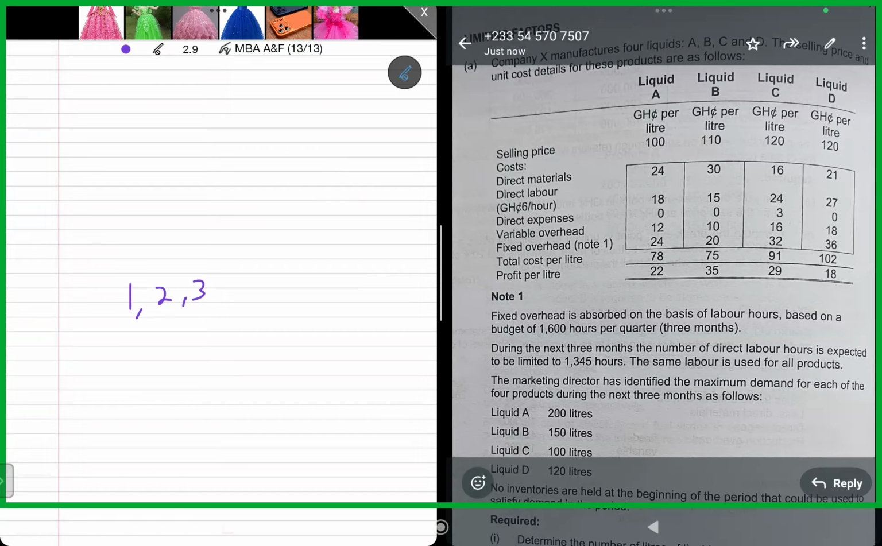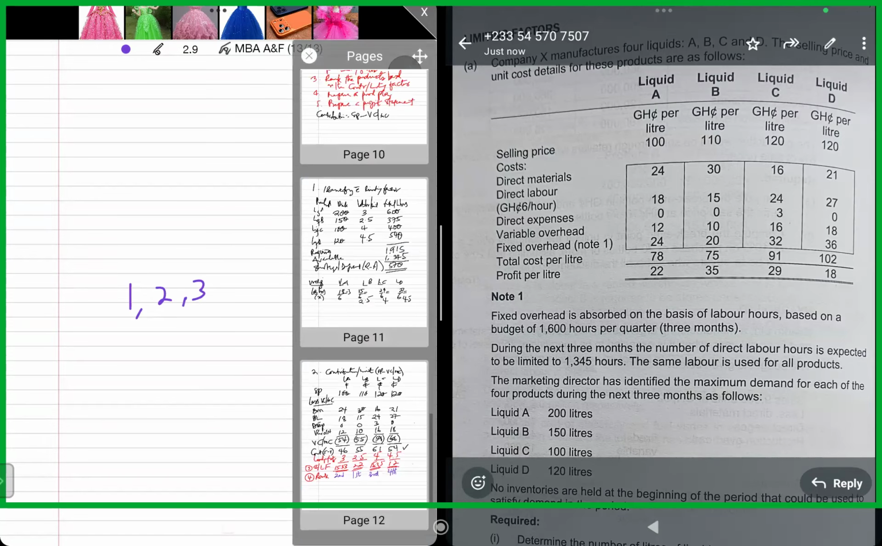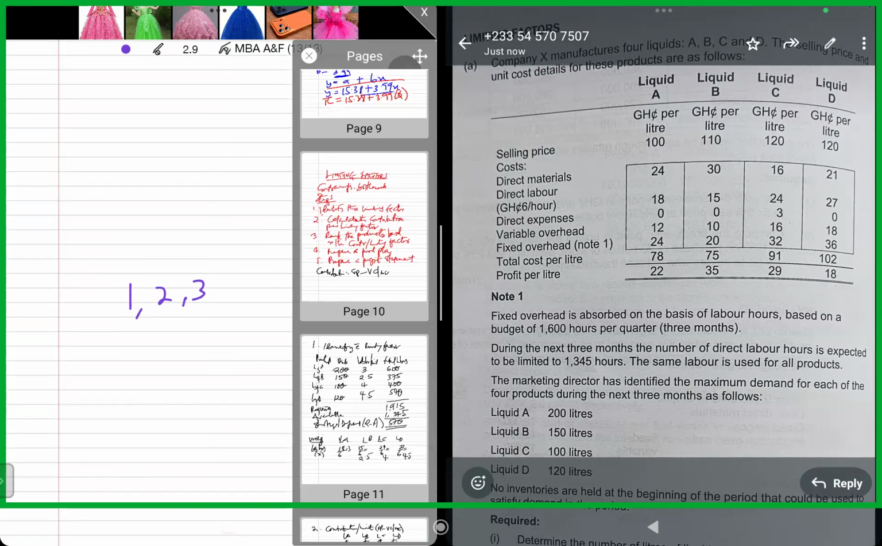Hey, did you record the steps? Okay, let me help you here. Look at the steps. Page 10. Look at page 10. Can you see this page 10 well? Please, I can't see it well.